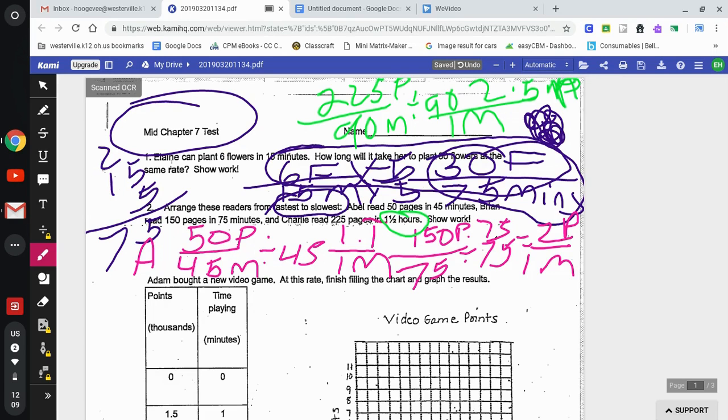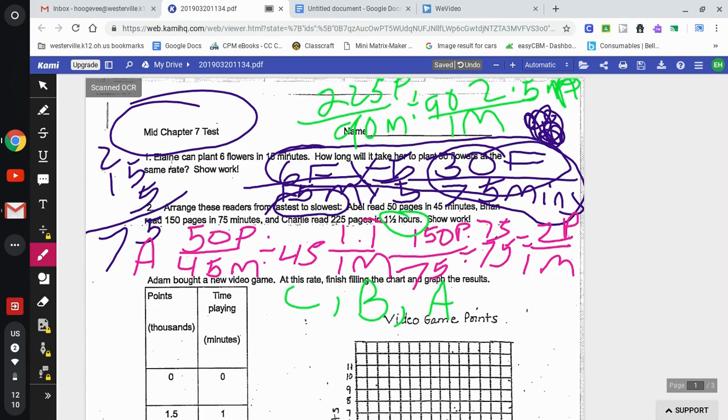So now I got to just put them in order from fastest to slowest. So it kind of just went the way we solved it. So we got Charlie in first place. We got Brian in second. And our slow reader, like myself, is Abel. So, again, I'm not going to sit here and write their names out, but that's how you find the unit rate.